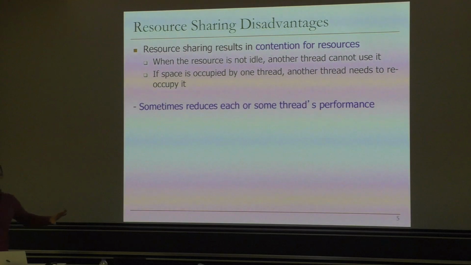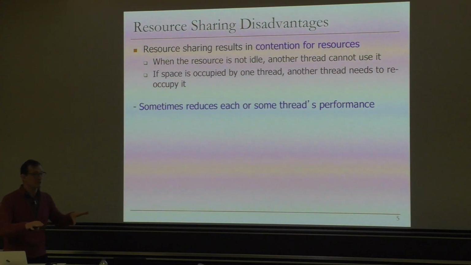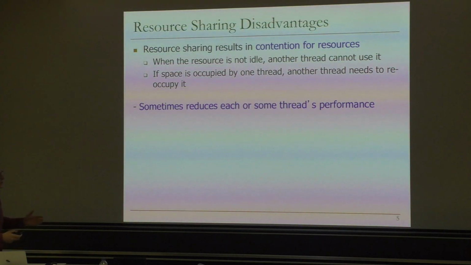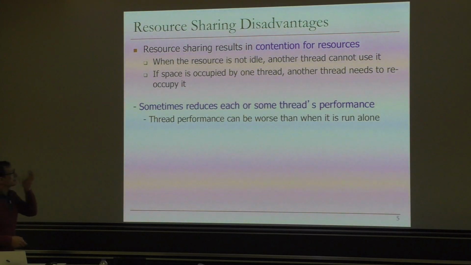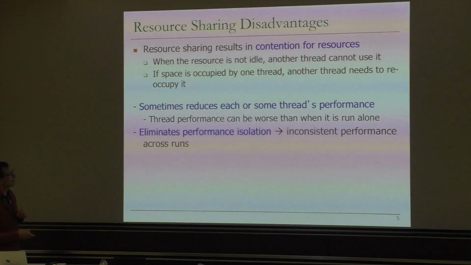For example, if you're doing A, B, A, B, A, B, and they're going to two different rows in the same bank, everybody's getting row conflicts, right? Whereas if the threads were running alone, nobody was getting row conflicts, right? So basically all of the threads' performance can reduce in this case. So overall system performance can reduce, and of course it's not the common case, but it could actually reduce. Thread performance can be worse than when it's run alone, as I said.